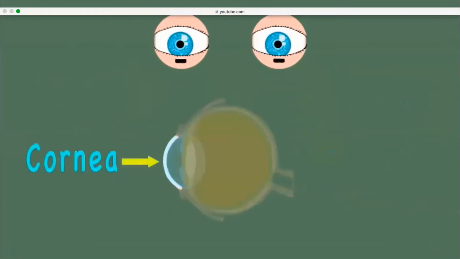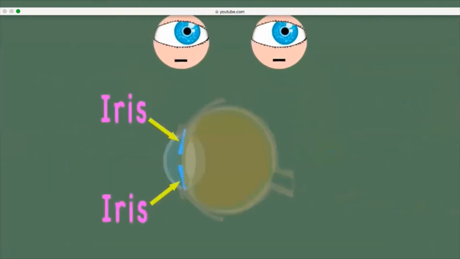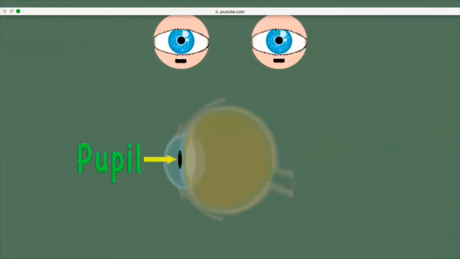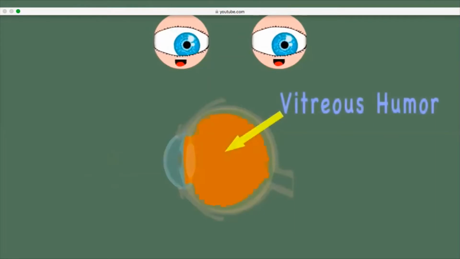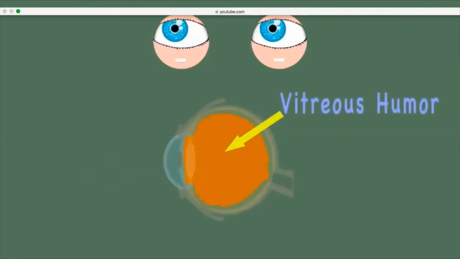The crystal clear transparent layer is called the cornea. It lets us see the colored iris every day. The black center in your iris is called your pupil, which brings us to the focus of your lens. Then we travel through your vitreous humor. It's a clear jelly-like tissue, my friends.